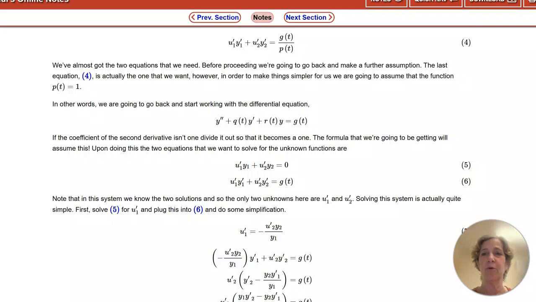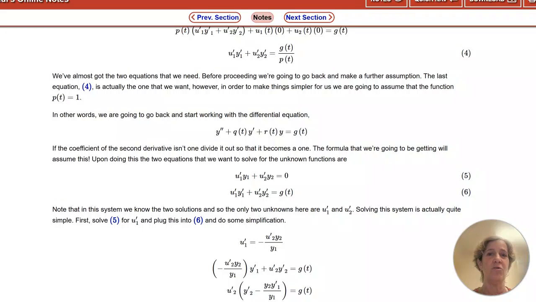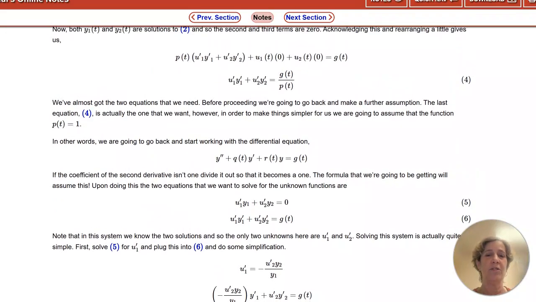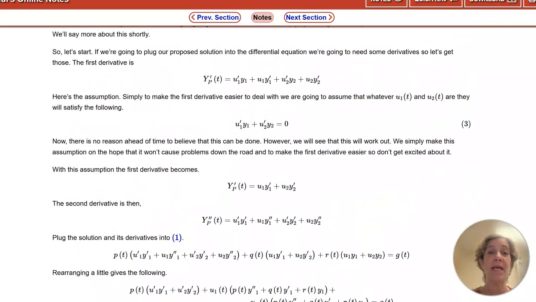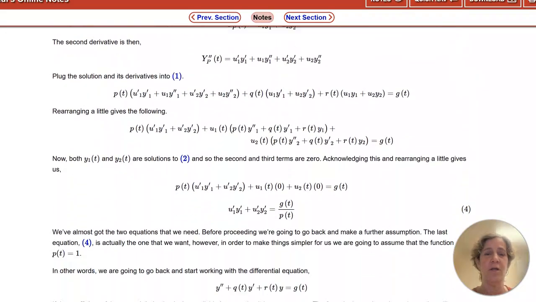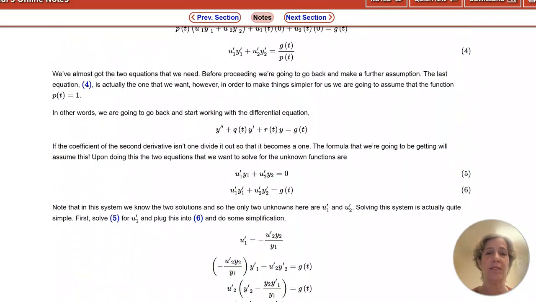So the last equation is actually the one that we want. However, in order to make things simpler, we're going to start with assuming that lead coefficient is 1. So in other words, we're rearranging everything, which again, we can always do by dividing through by p of t. So he started out with letting there be some p of t being whatever, and now we're going to assume it's 1, which is an assumption we can always make work because I can always rearrange the equation so that that is in fact the case. So with that assumption, I can now simplify things to have this u1 prime times y1 plus u2 prime times y2 equals 0. If you recall, that was the assumption we said we made along the way to hope things worked out. So that needs to be true for our process to be true.